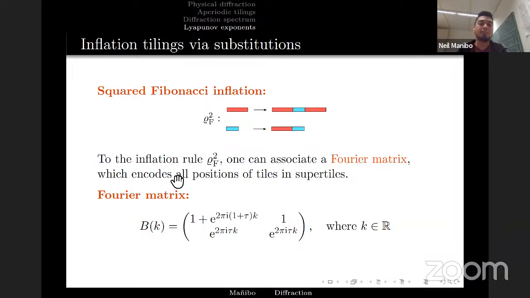So for this specific example, the associated Fourier matrix has trigonometric polynomials as entries, and it's parameterized by a real number. So the idea is to encode the positions using exponentials. Note that if you set k to be equal to 0, it gives you the classical substitution matrix of the inflation rule. So if you plug in k equal to 0, this is going to be 1, 1, 1, this is going to be 2. So you get the substitution matrix of this rule. But this has more characteristics of the inflation rule. So now the question is how to get B out of the rule.